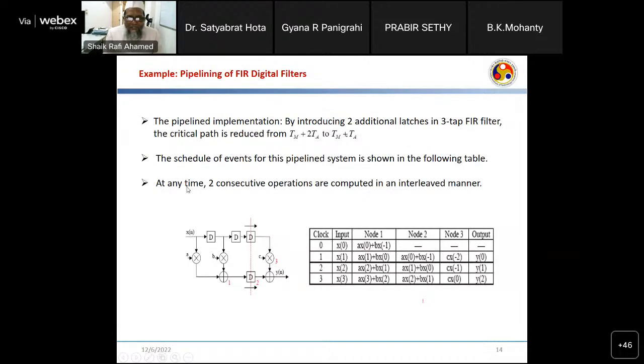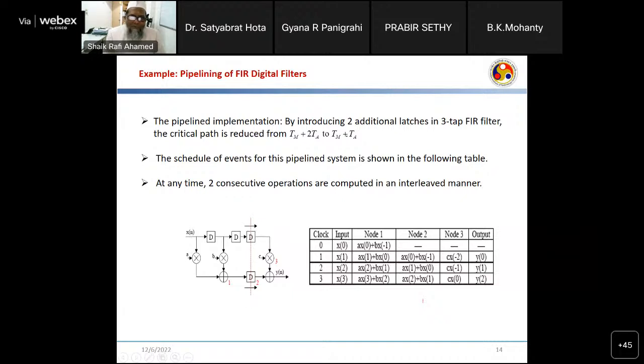So as a result, this system has a latency of 1 clock cycle that I don't care about, but the critical path is reduced from Tm plus 2Ta to Tm plus Ta. Because of that, the throughput will increase. Now for simple systems like this 3-tap FIR filter, by observation I can know where these latches have to be placed without changing the functionality.